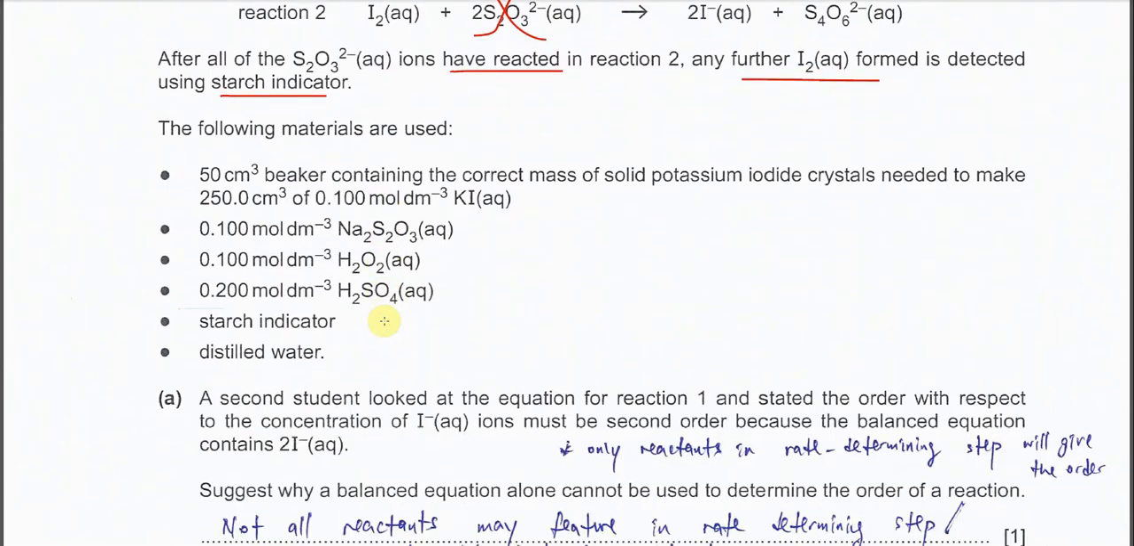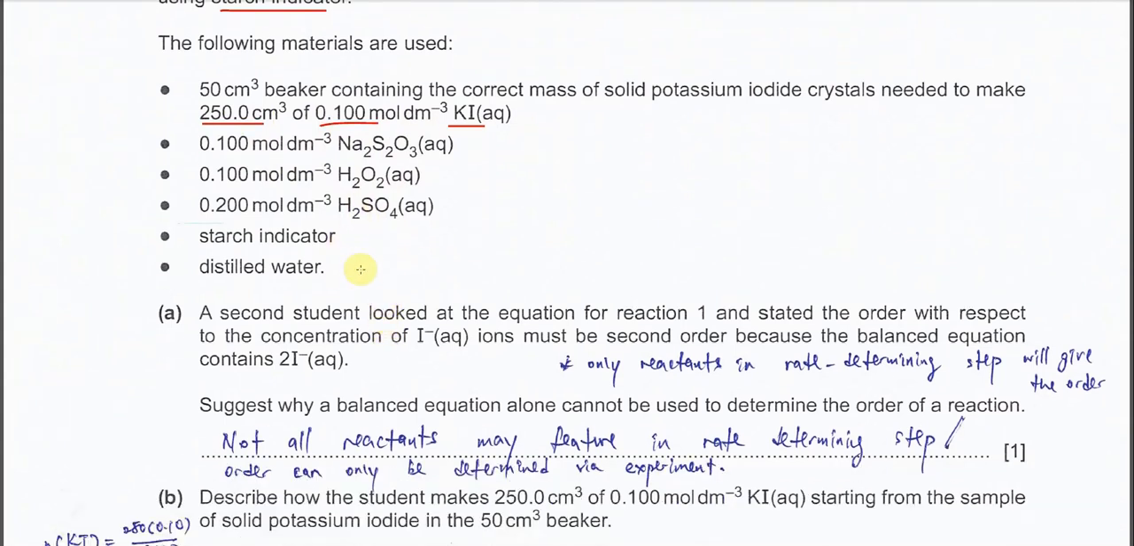Now these following materials are used. KI, with this concentration and this volume: 250, 0.1 mole per dm cube KI. Thiosulfate is 0.1 mole per dm cube. H2O2 is 0.1 mole per dm cube. The acid is 0.2 mole per dm cube. Starch and water. So these are all the reactants involved.